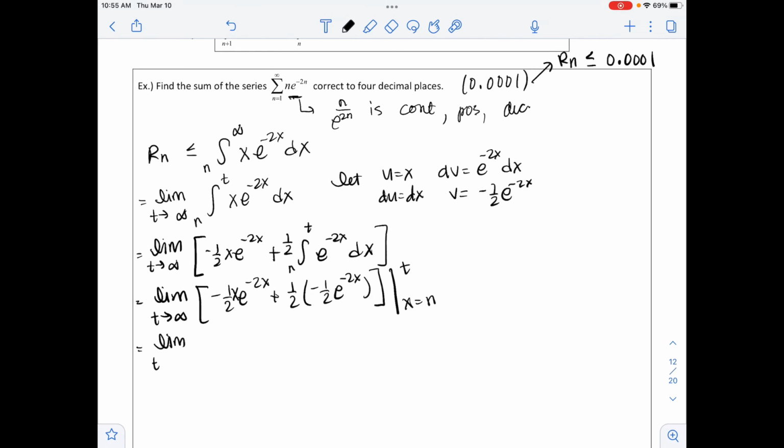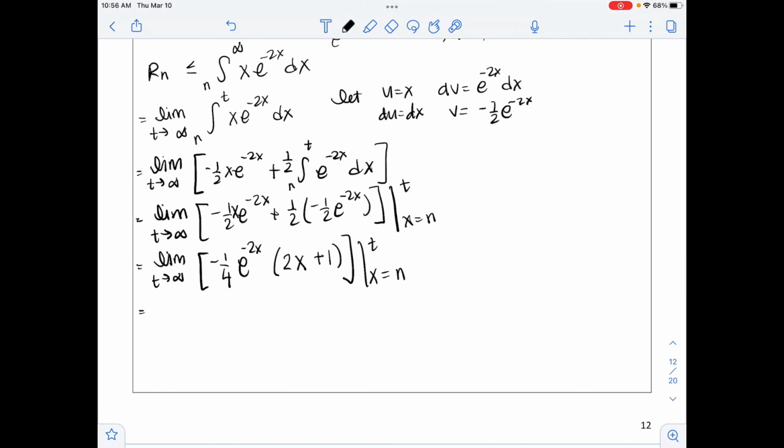So we have the limit as t approaches infinity of negative 1/2 x e to the negative 2x minus 1/4 e to the negative 2x. So I can definitely factor out an e to the negative 2x, and then I'm also going to factor out a negative 1/4. And so doing that, I'm going to have a leftover value of 2x, and then it's just going to be plus 1.